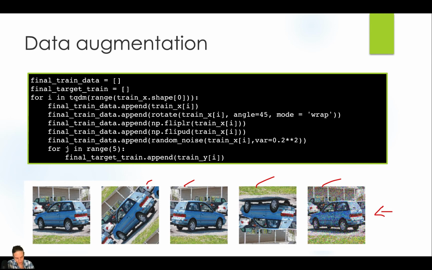Okay. In a data loader, in PyTorch, it's very easy to add some possible transformations to an image. Rotate, flip right to left, flip upside down, add some random noise. It's very easy to add this while you're sampling your data for training.